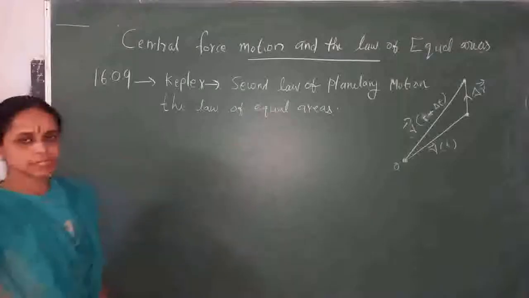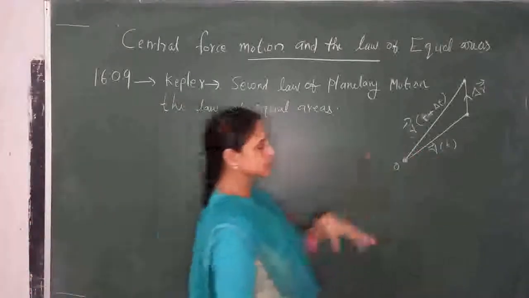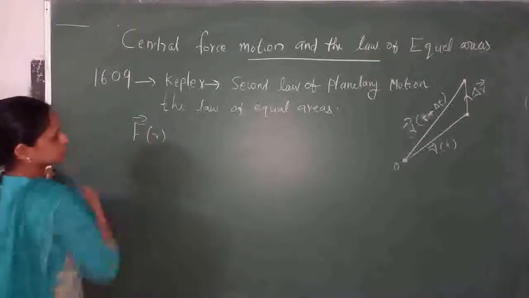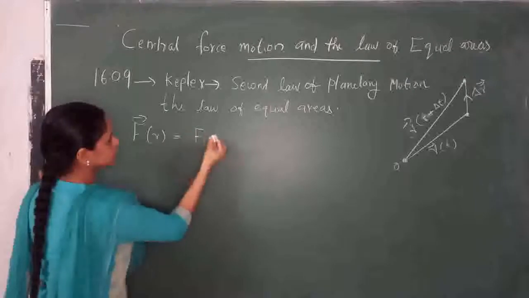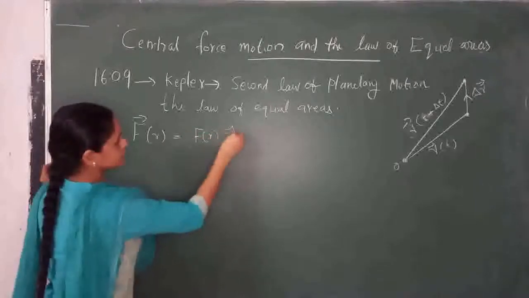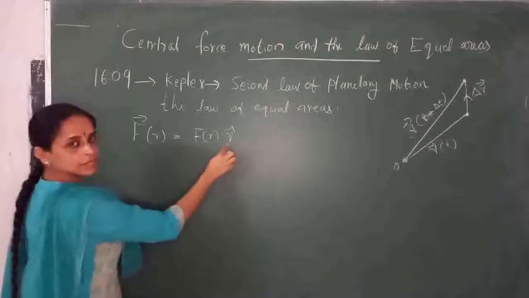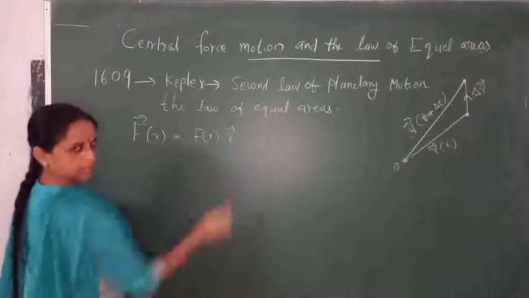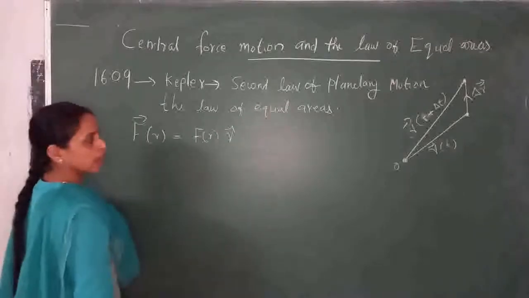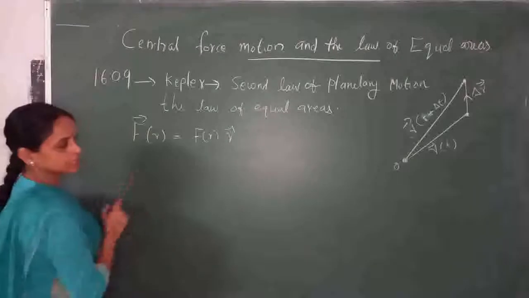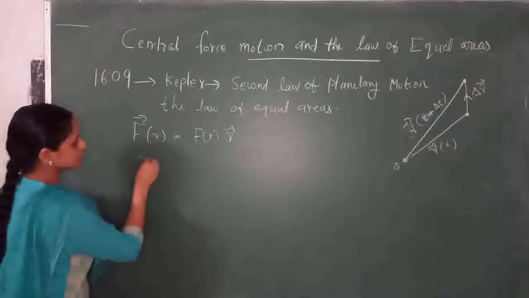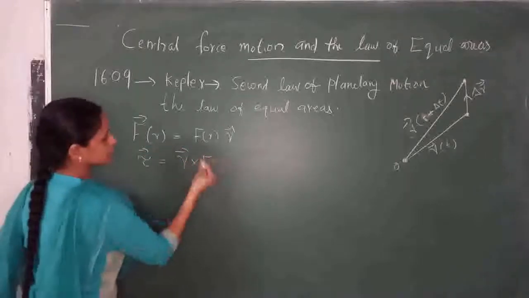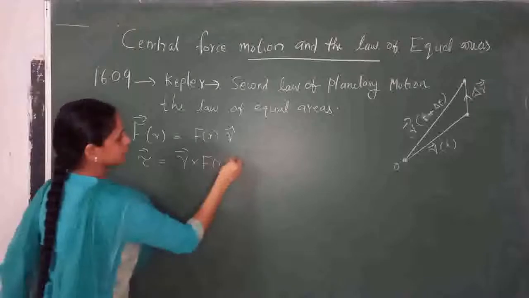So consider a particle which is moving under a central force, some F of r. This F of r can be written as F of r into r cap, since the central force is directed along the line joining the origin and the object. So this is F of r times r cap, the unit vector along the direction r. So what is the torque acting on the particle about the origin? The torque tau is given by r cross F, here r cross F of r times r cap.